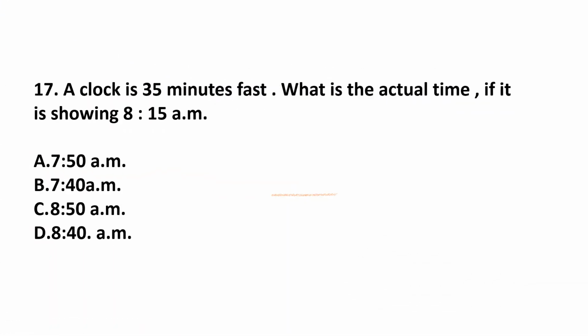Question number 17. A clock is 35 minutes past. What is the actual time if it is showing 8:15 a.m.? The clock is 35 minutes past. That means time is 35 minutes behind it. 8:15 minus 35 is 7:40. Our answer is option B.